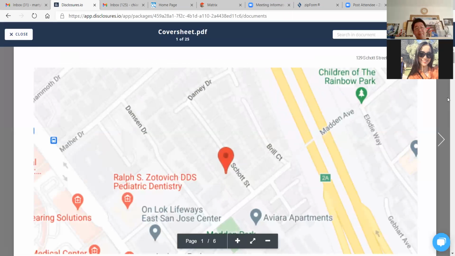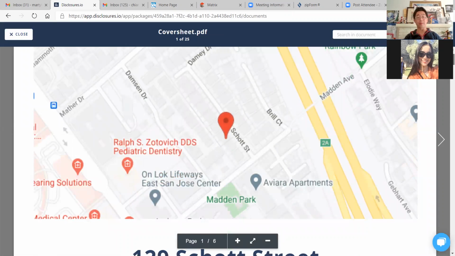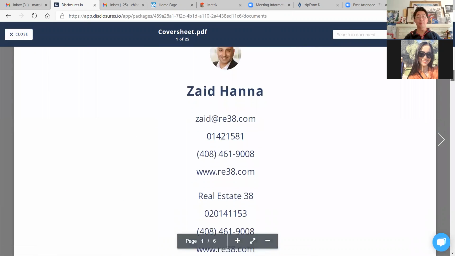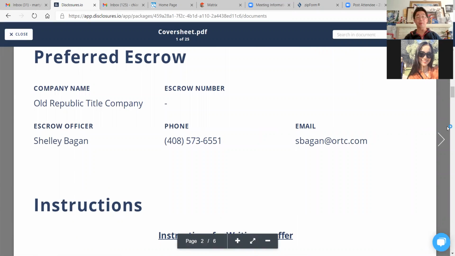So this is the seller's disclosure. They're going to tell you everything they have. First is a map and the address, and the selling agent, and then there's a phone number right here. This is the escrow. Sherry is the escrow officer at Old Republic Title Company. This is where you pay your first initial money, 3%, your title payment, to this company.